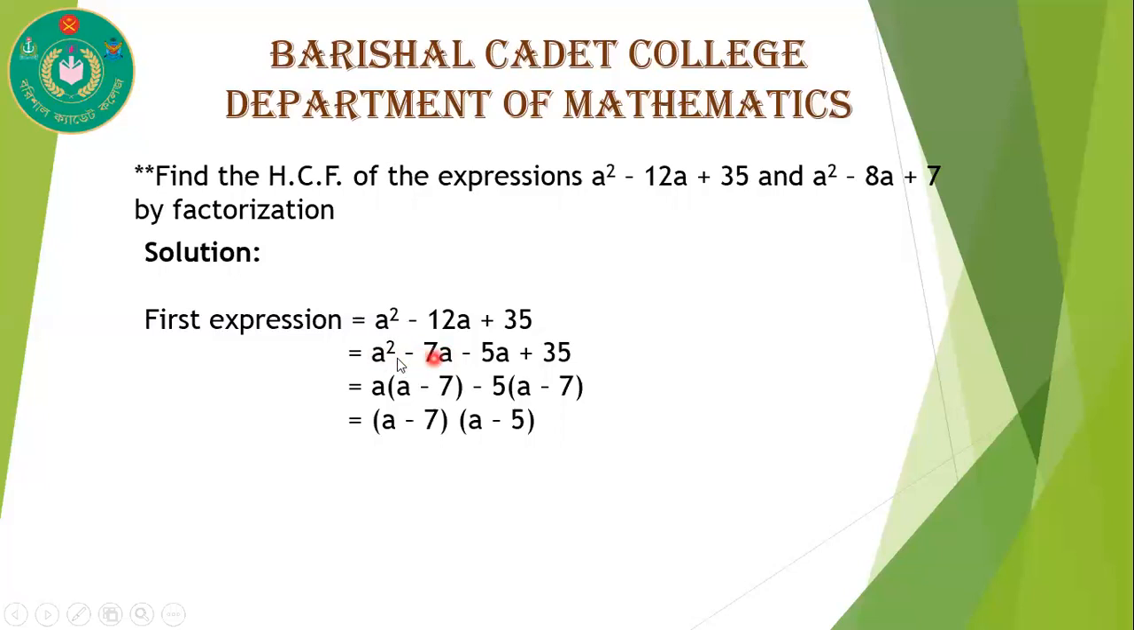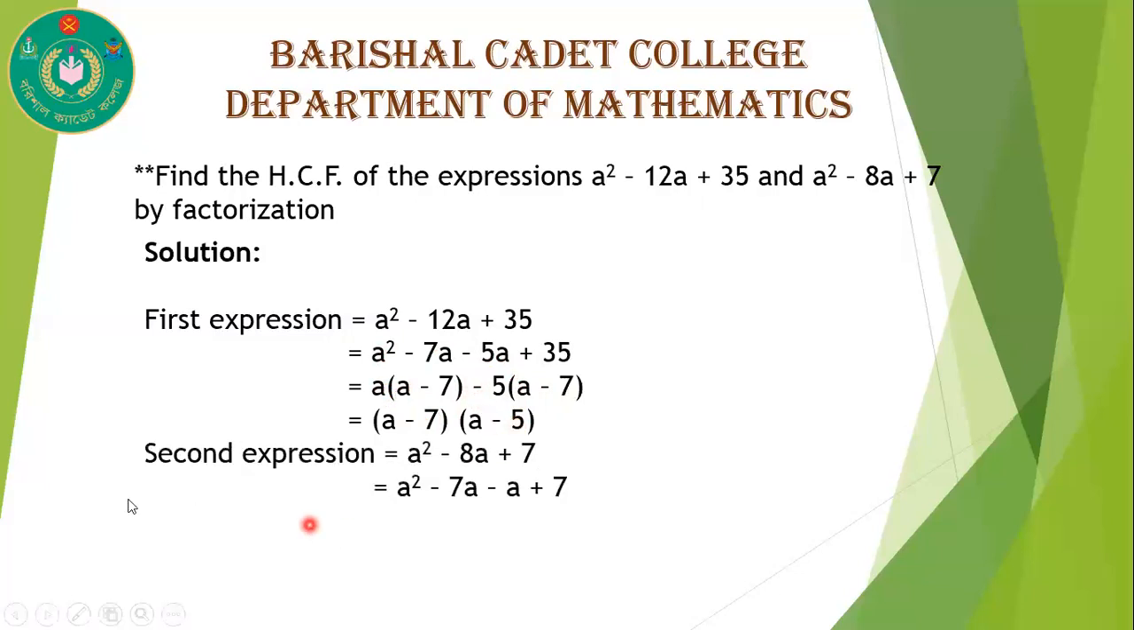Now common a, then we can write a minus 7, minus 5 common, then we can write a minus 7. Here a minus 7 and a minus 5.